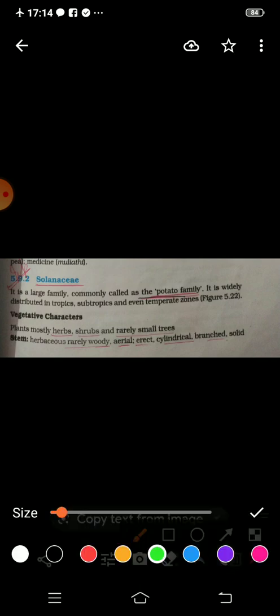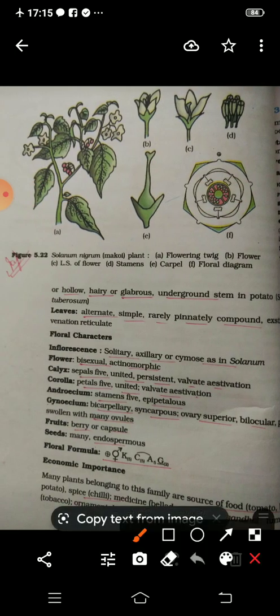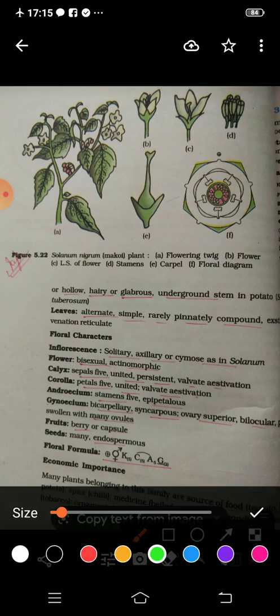And now come to the floral structure. After the vegetative structure, we are moving towards the floral structure, that is, what the various floral structures are. And floral structures mean, first we come to the inflorescence. If we change the slide, it will be nice so that we can see the things.